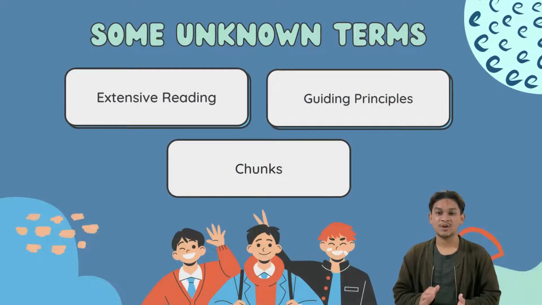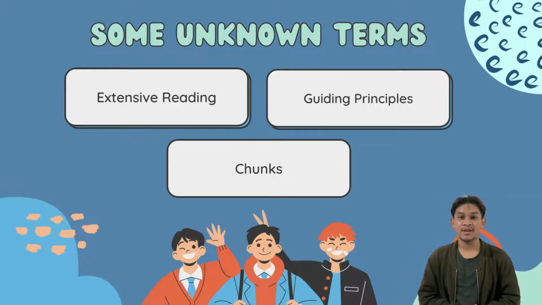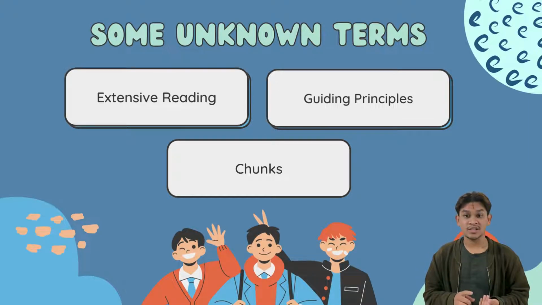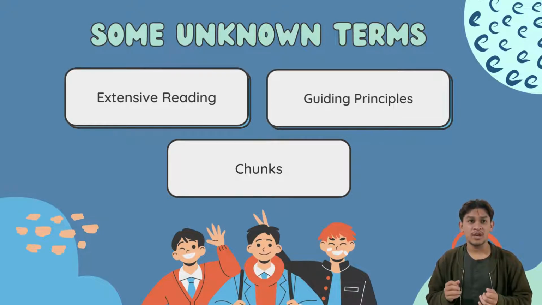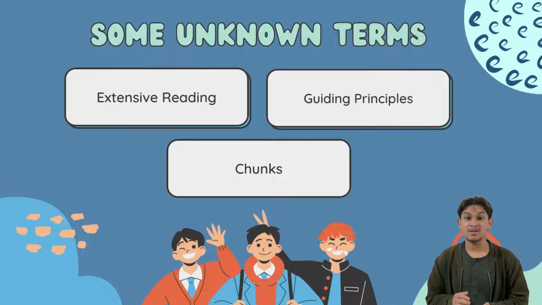The last part we're going to talk about is the unknown terms. The first one is extensive reading. Extensive reading is the process of reading longer, easier text for an extended period of time without a breakdown of comprehension, feeling overwhelmed, or the need to take a break. It stands in contrast to intensive or academic reading, which is focused on a close reading of dense, structured text, typically not read for pleasure.